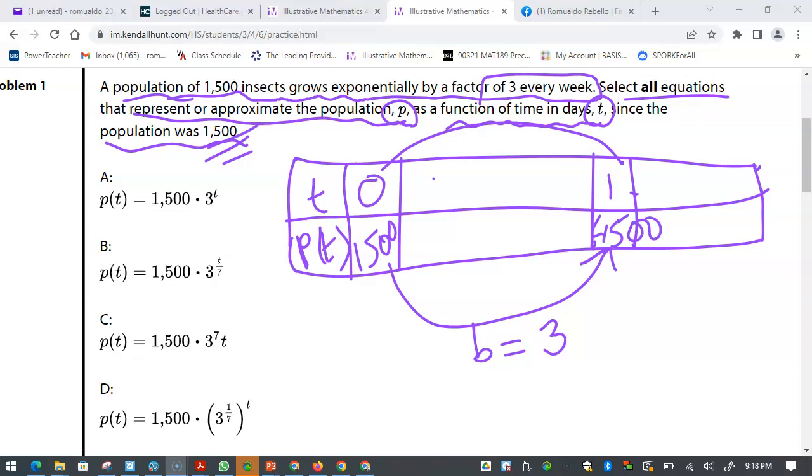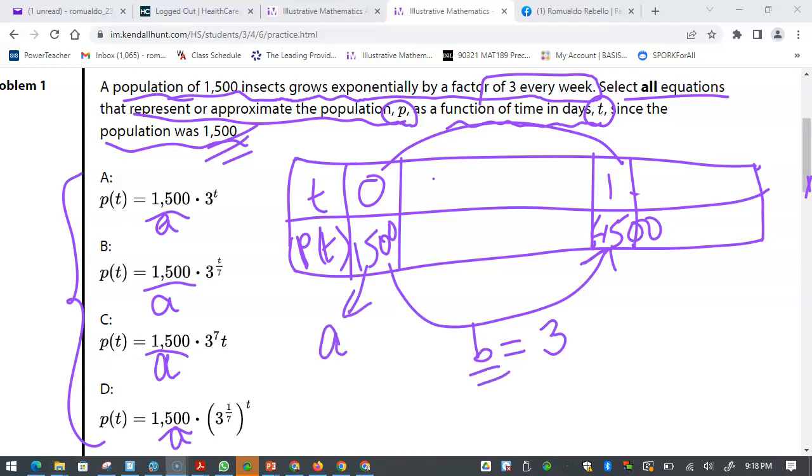Our goal is to know which among these is correct. Everywhere you can see clearly that the first part is A, that is, the starting amount. In the beginning it was 1500, so this is A. The question is, what is B? B is 3, and this is for a week.